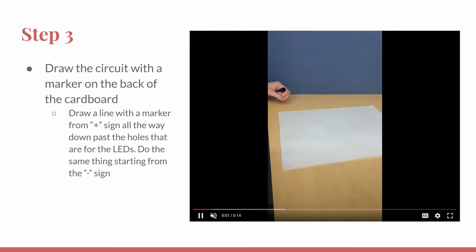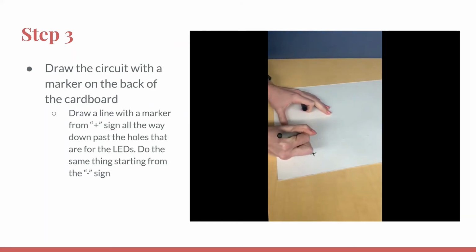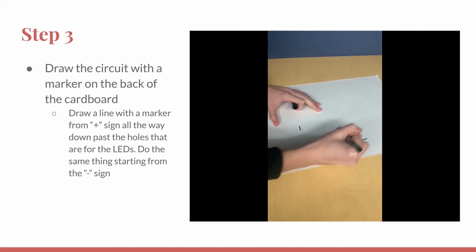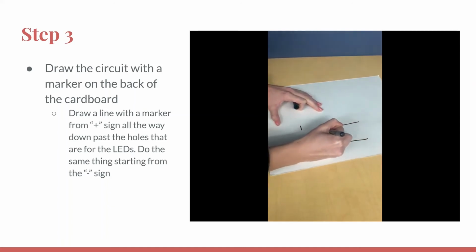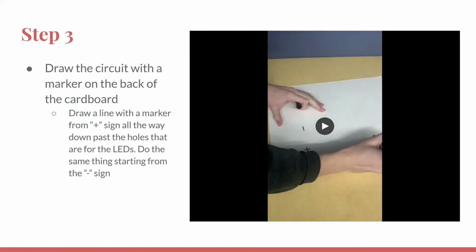Next, you will draw the circuit on the back of your paper. First, draw a positive sign and a negative sign at one end of the paper. Then draw a line extending from the positive sign all the way past the holes you've poked. Then do the same thing for the negative sign. Make sure that the poked holes are in between your two lines.